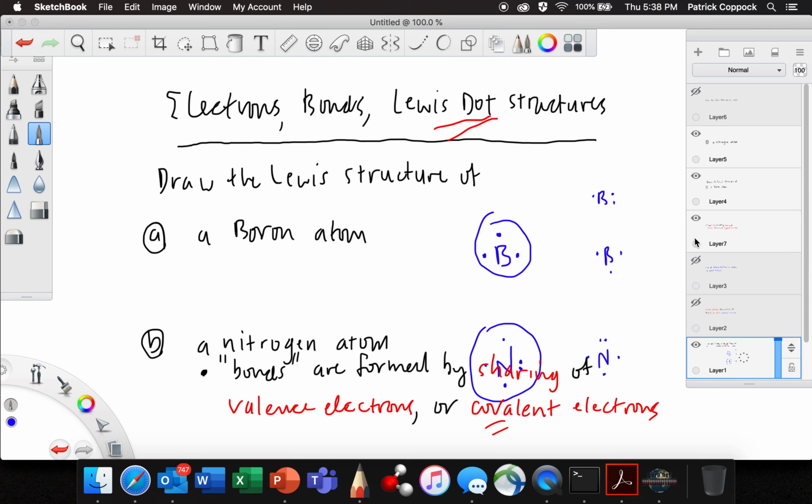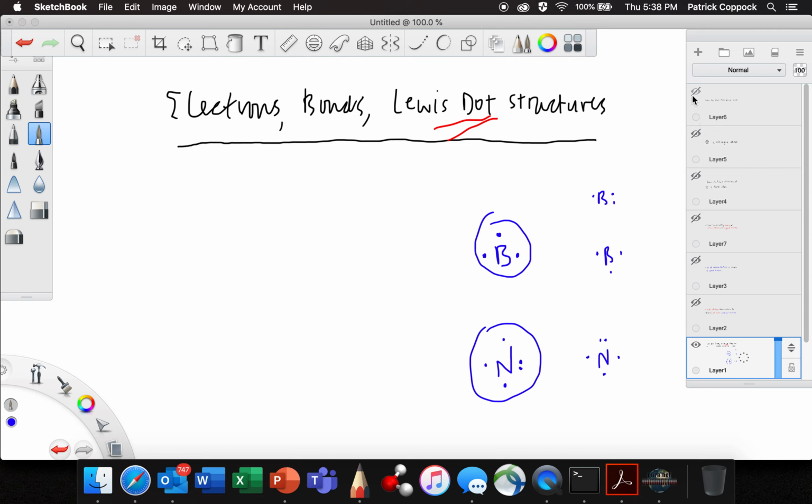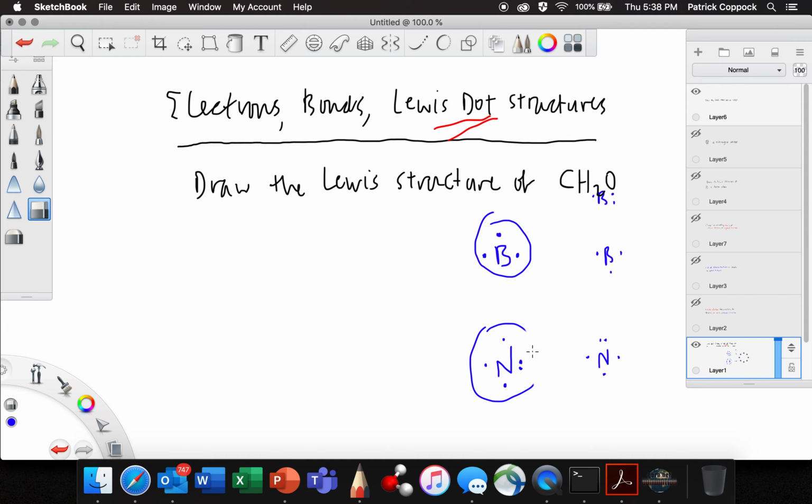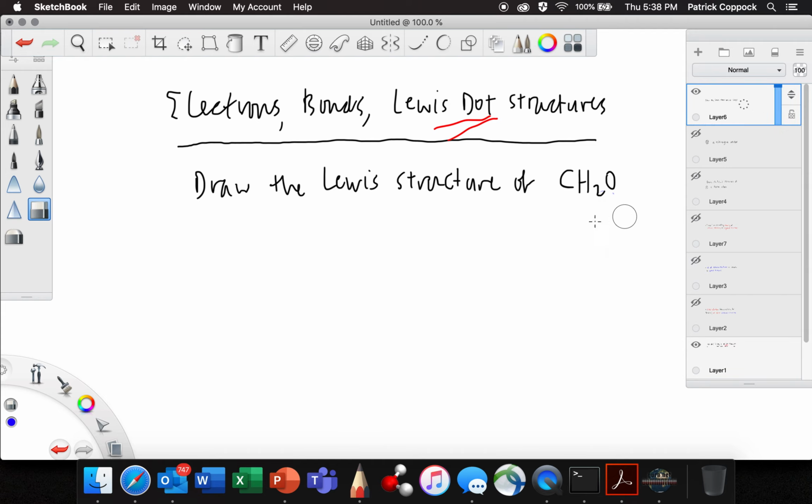Now, let's consider the Lewis structure of a molecule. This molecule is formaldehyde. Okay, and so let's do what we did before.